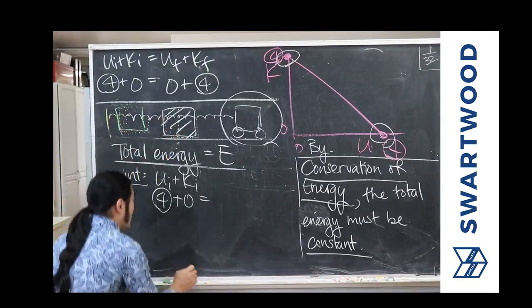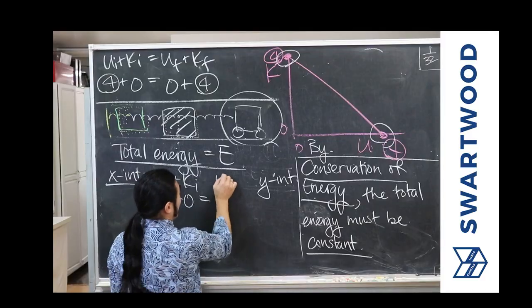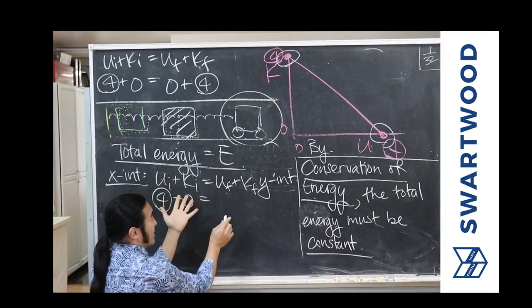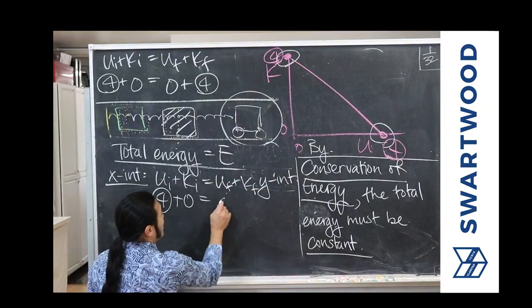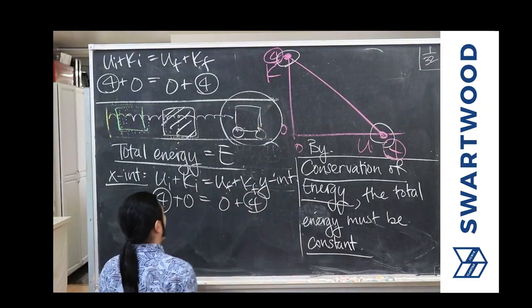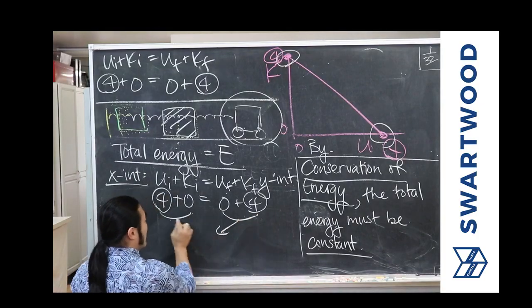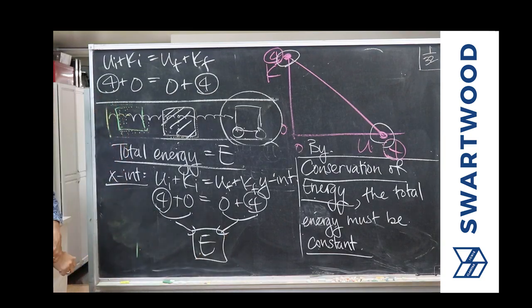And then at the y-intercept, you have, again, potential plus kinetic. So the potential energy, again, just look at the graph. On the y-intercept, the potential energy is 0, and the kinetic must be 4, right? And this is because both of these values give you that total energy, okay?